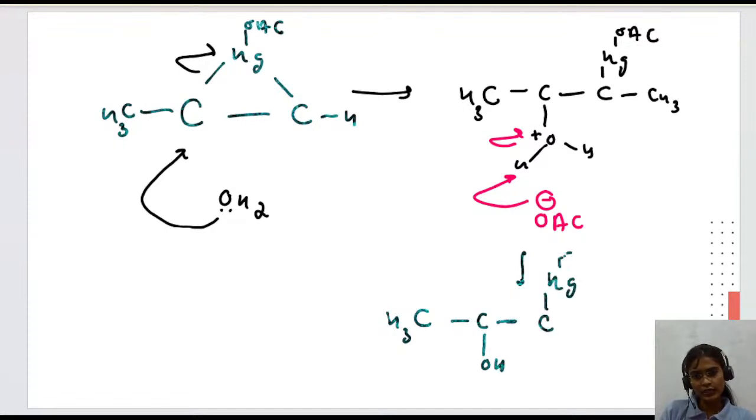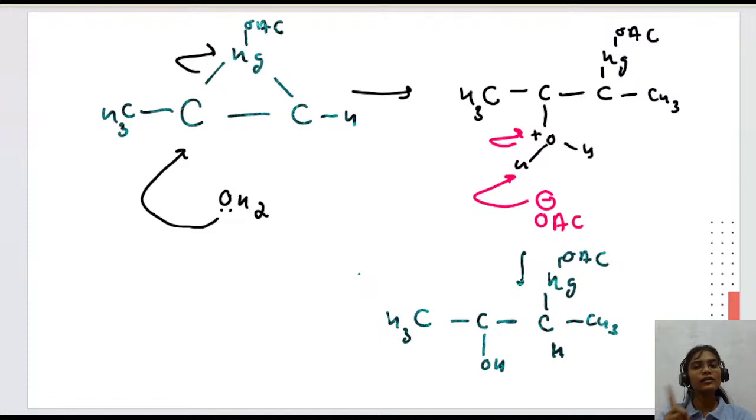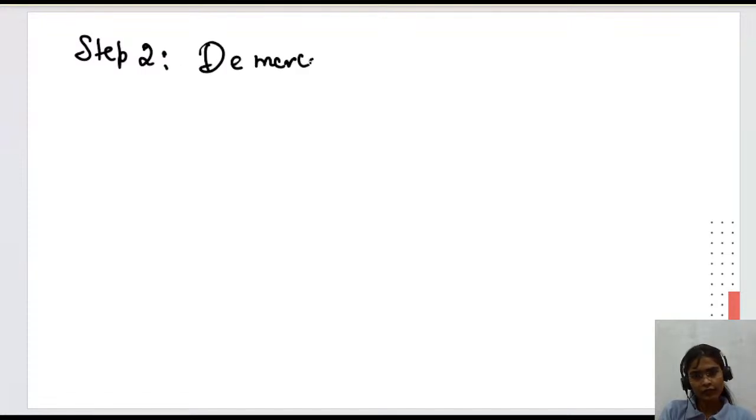Addition of mercury is done. First step is done. Now step number two, that is removal of mercury. In step number one, mercury was added as a three-member ring, then again addition of water, and then this one we are getting right now. And please connect hydrogen, it's not an issue. Step number two is demercuration, or removal of mercury, you can say. So step number one, addition. Step number two, demercuration, removal of Hg.